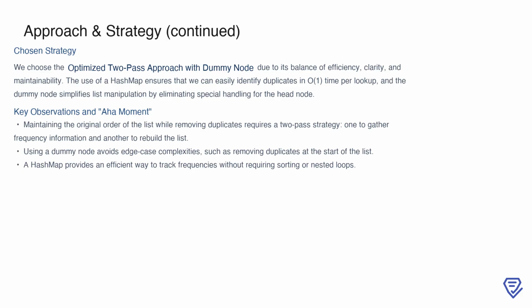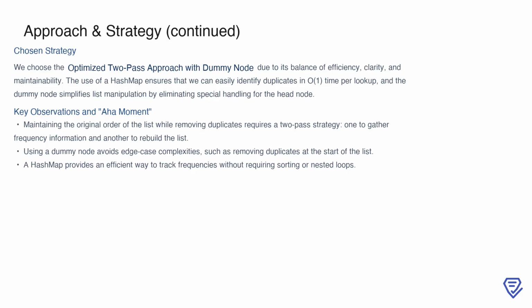By leveraging a hash map, we can efficiently identify duplicate values in constant time for each lookup. The dummy node ensures that we can rebuild the list without worrying about special cases, such as when duplicates appear at the very beginning. A key insight here is that preserving the original order of the list while removing duplicates requires a two-pass strategy. The first pass gathers frequency information, and the second pass reconstructs the list. The use of a dummy node eliminates the need for additional edge case handling, allowing us to focus on creating a clean and straightforward solution.